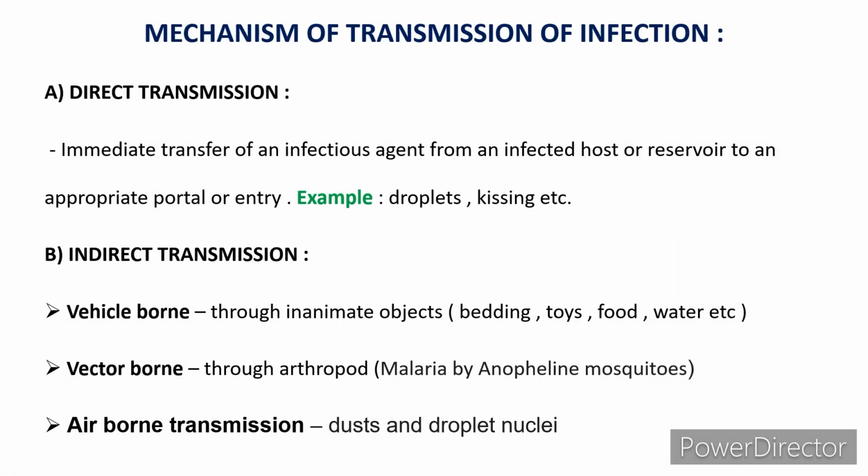And now coming to the mechanism of transmission of infection, there are 2 types of transmission: direct and indirect. In direct transmission, there is immediate transfer of an infectious agent from an infected host or reservoir to an appropriate portal of entry, for example, droplets, kissing, etc. Indirect transmission. So there are 3 types of indirect transmission: vehicle-borne, vector-borne and airborne. In vehicle-borne, it happens through inanimate objects like bedding, toys, food, water, etc. In vector-borne, through arthropods. For example, malaria is transmitted by Anopheles mosquitoes. And in airborne transmission, the transmission is through dusts and droplet nuclei.